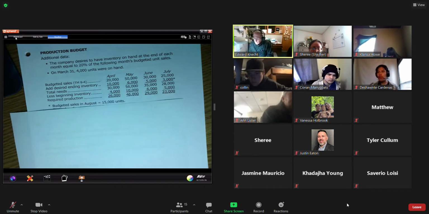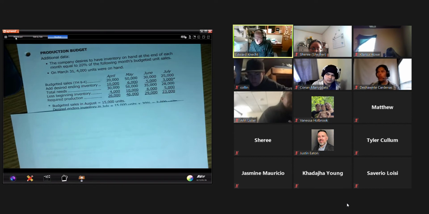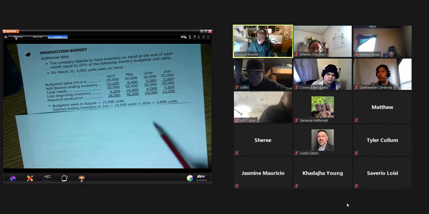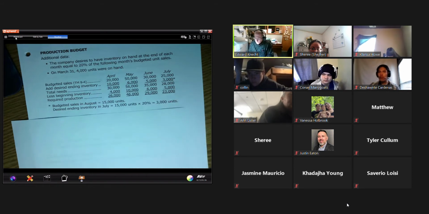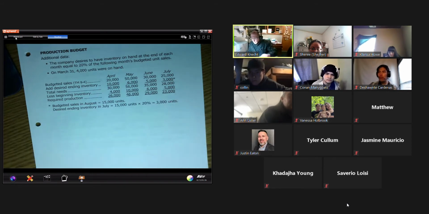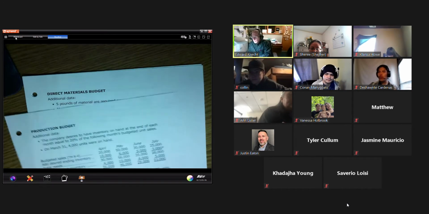All right. Budgeted sales for August is 15,000. 20% would be 3,000, wouldn't it? Desired ending inventory. Any questions so far? Pretty straightforward.